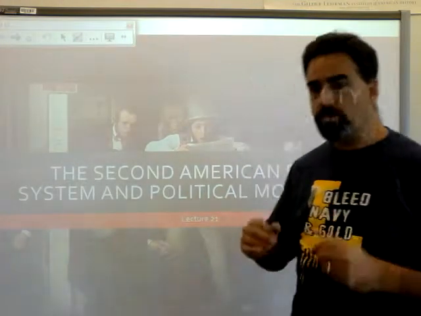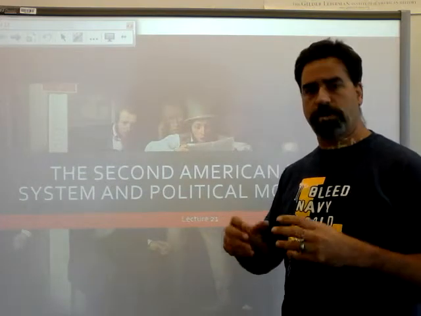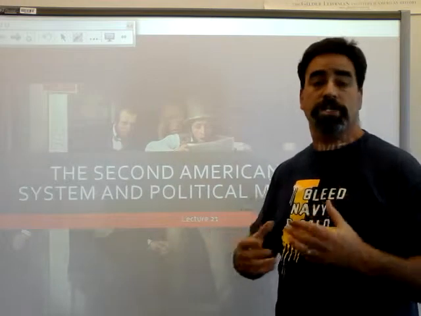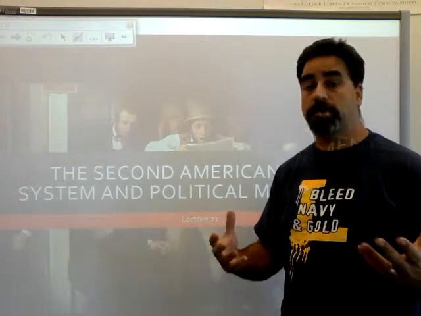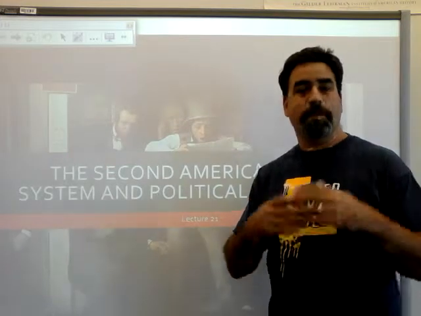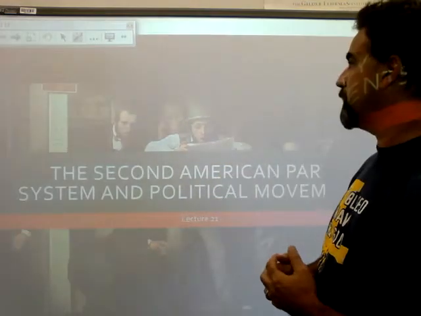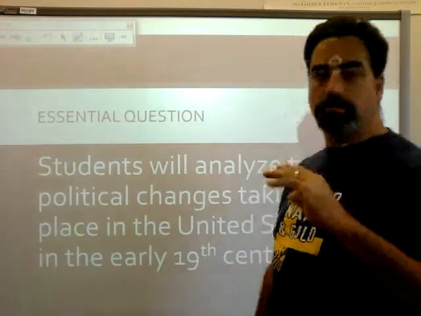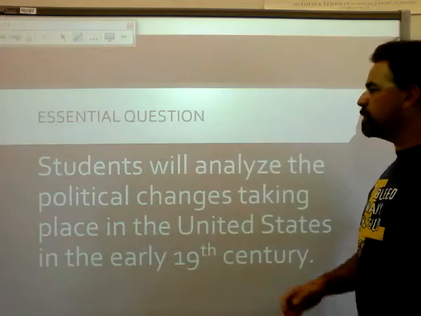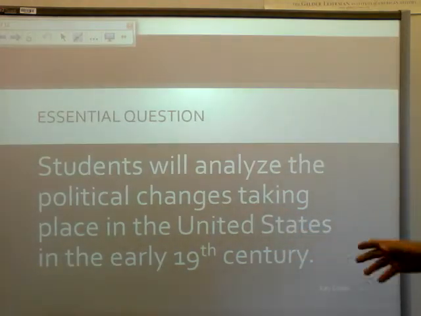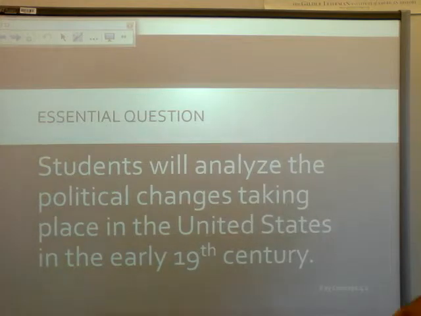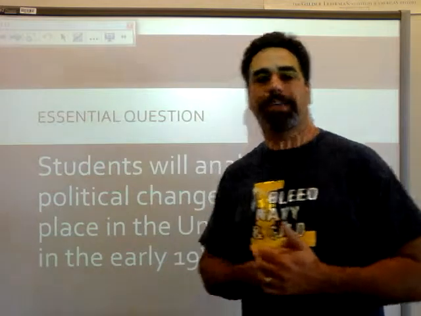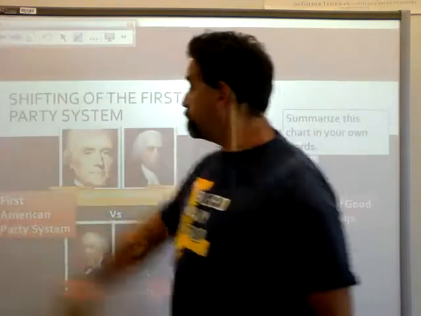We've also seen some very, very serious shifts in the demographics and in society, which is also going to present some problems that people are going to want addressed, and they're going to want to have those problems addressed politically. So we're going to jump right into this, and before we really get into the second system, we're going to review a little bit. So, our essential question: students will analyze the political changes taking place in the United States in the early 19th century, which corresponds with Key Concept 4.1 in the AP Guide.